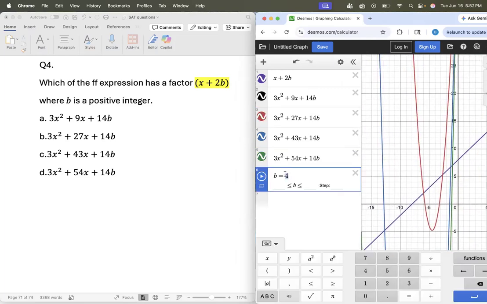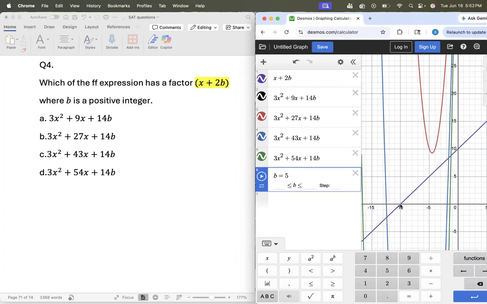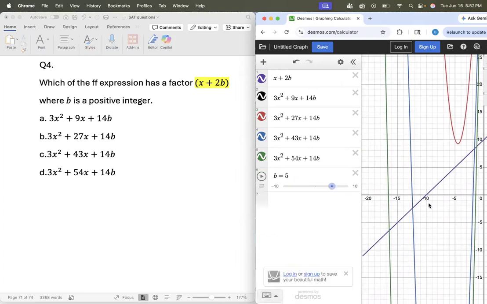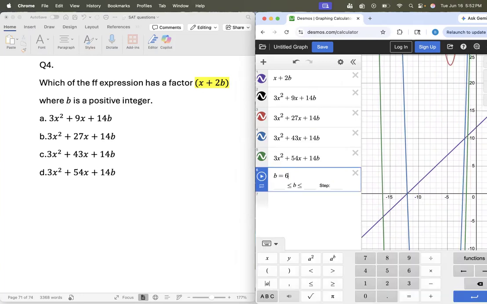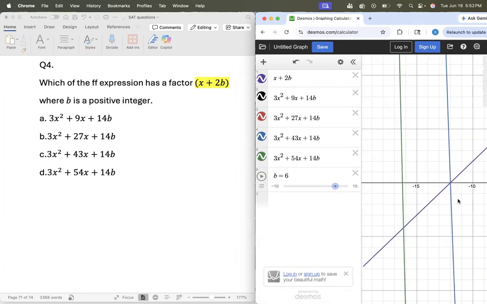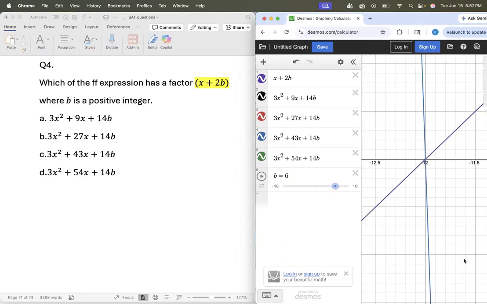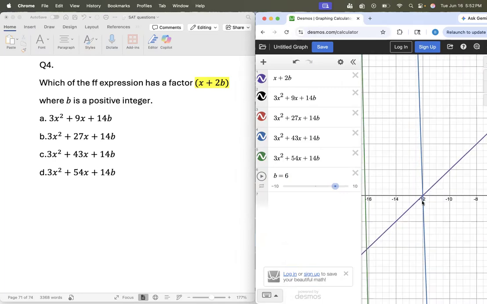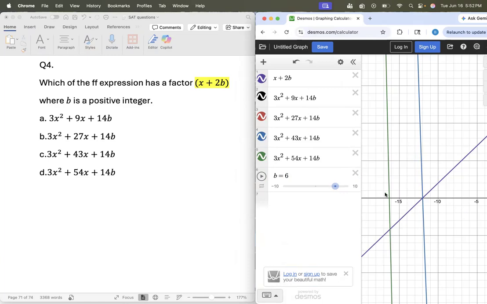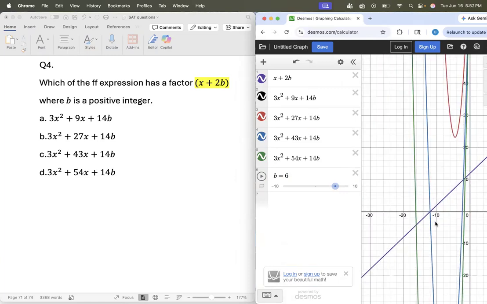Yeah, increase it to 5. It's getting closer, but there's no graph here. It's on the -10, but it's getting closer to this. I'm going to change it to 6, and boom, you see, it's right there, it intersects at exactly -12, and the graph is consistent with that. It's not intersecting here, and so the only thing that intersects is the blue.